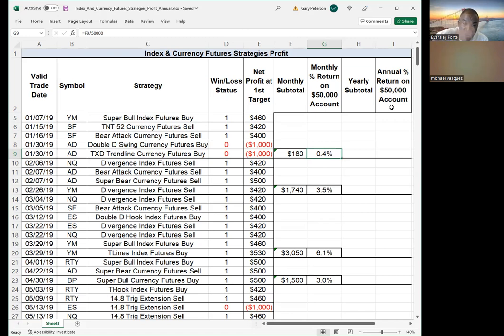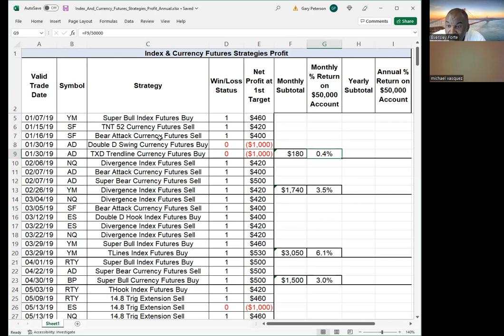If you're just doing stuff randomly, your results will be random. If you're doing it in a business-like manner consistently, you can have expected annual returns and expected profits. All right, so let's take a look. January 2019. These were the strategies valid.